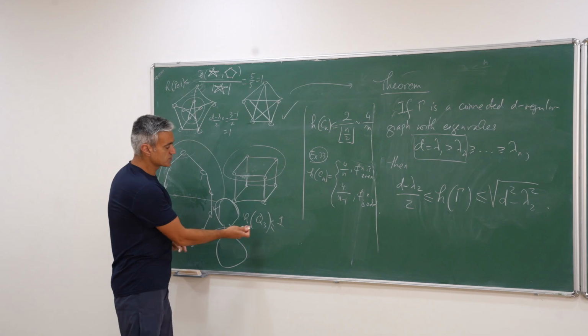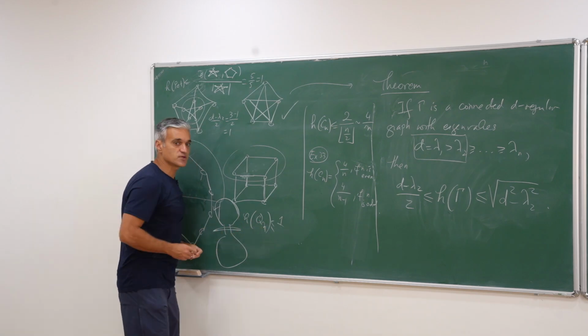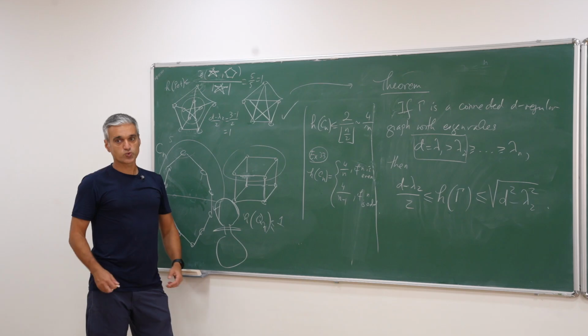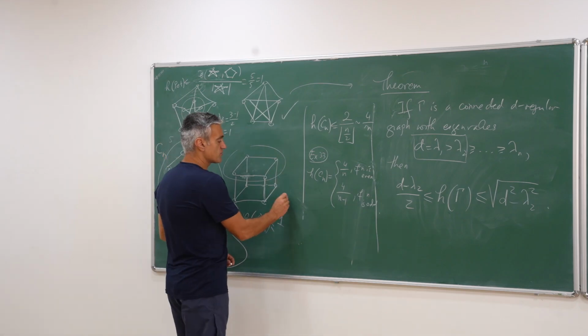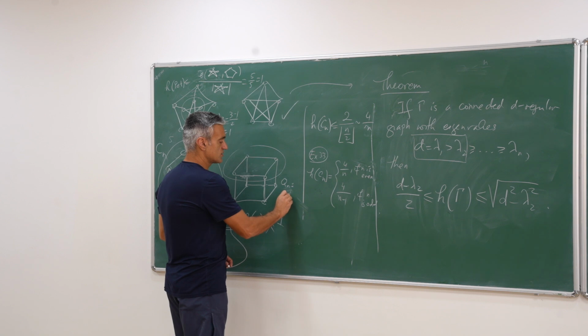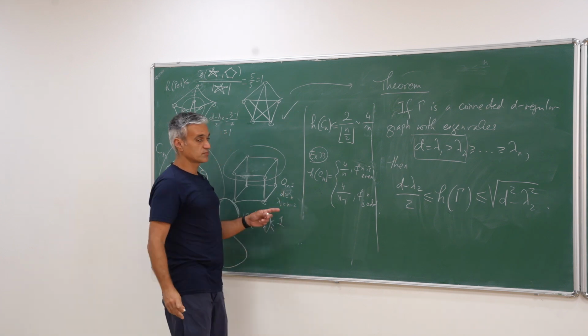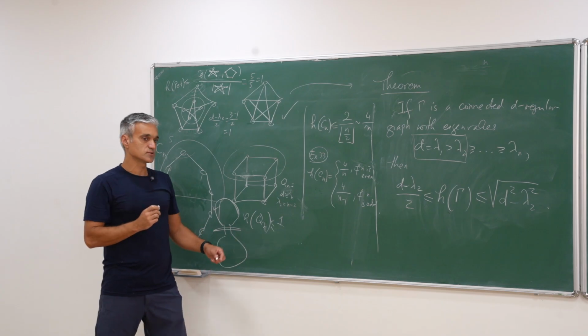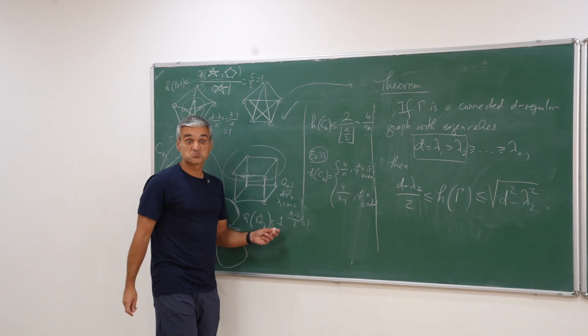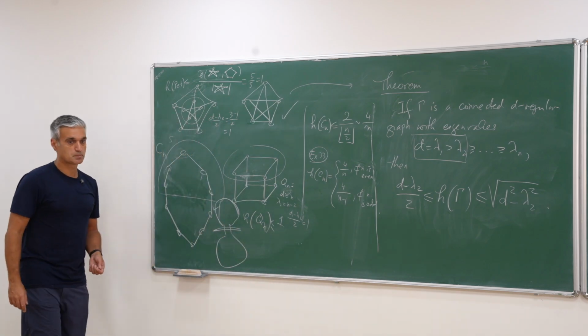For the cubes, like I said, it works for every cube. h of Q_n is always going to be at most 1. For the n-dimensional cube, the degree is n, and the second eigenvalue, we haven't done it, but I'll talk to you a bit about it in the afternoon, is n minus 2. So when you do this calculation, d minus lambda 2 over 2, you also get 1.